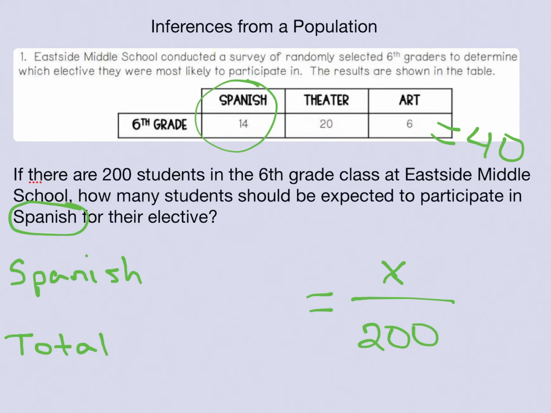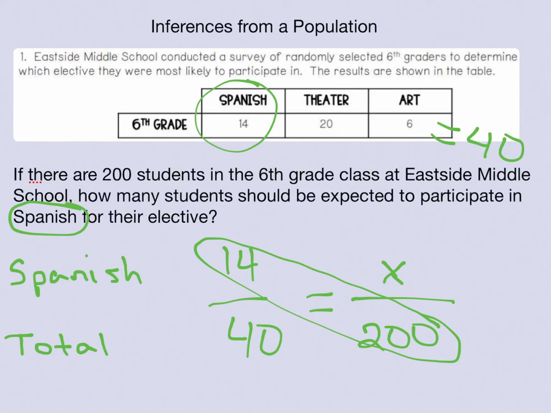Now, the other one I'm going to show you, and let's just start back with our original 14 out of 40. Now, if you're not sure about those, if that doesn't make you feel confident, you can always cross multiply if you need to. Now, these numbers are going to get a little big though. 200 times 14 gives you 2,800, which you can then take and divide by 40. These numbers are larger, but you can still do it. You still get the same answer. 70 students can be expected.